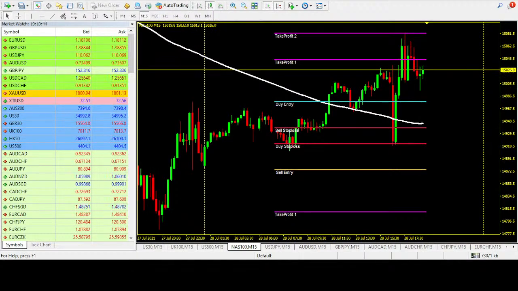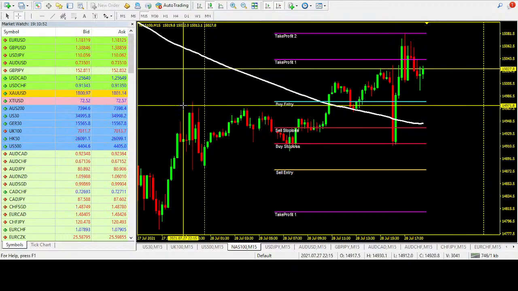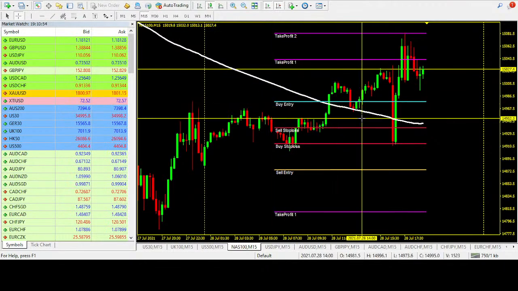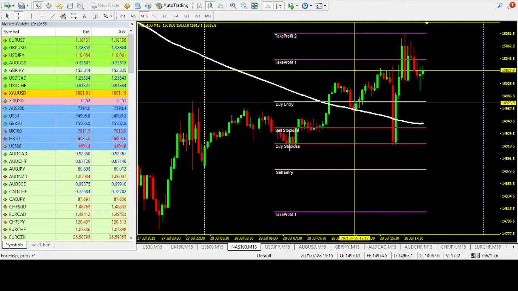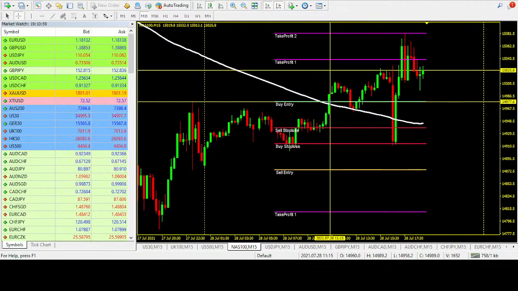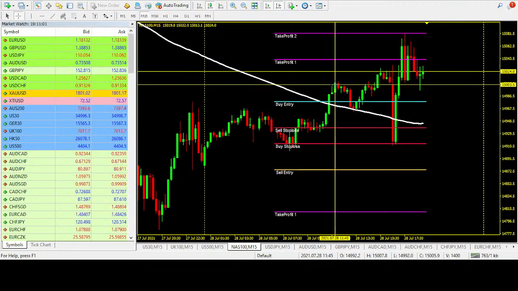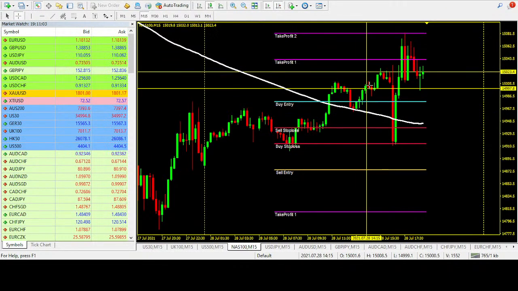I'll start with the trade that I took today. I actually took a buy trade on the NAS 100, for the simple fact that the price was above the 100 period moving average. And then the buy price was first triggered over there in the London session. Well, there was a little bit of profit, then a little bit of retracement, then a lot of profit.